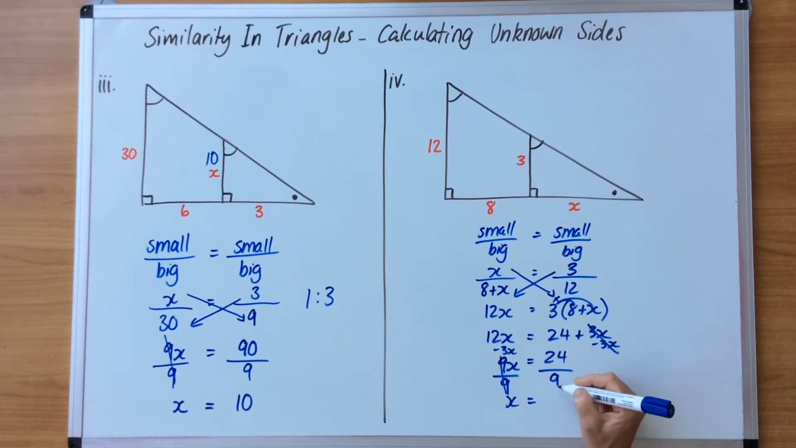How many times does 9 go into 24? It doesn't go evenly. So it actually goes 2 times with 6 over 9. Now 6 over 9 must be simplified. So 2, and the highest common factor here is 3. So 3 goes into 6 2 times, and 3 goes into 9 3 times. So the answer is 2 2/3.